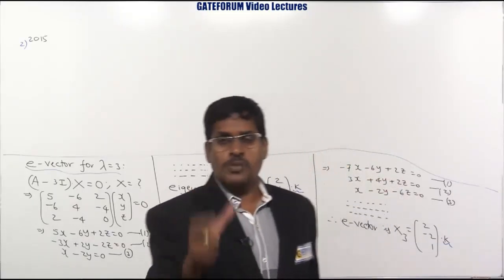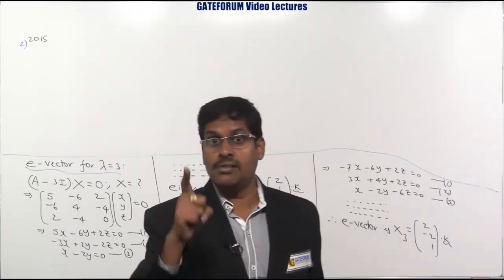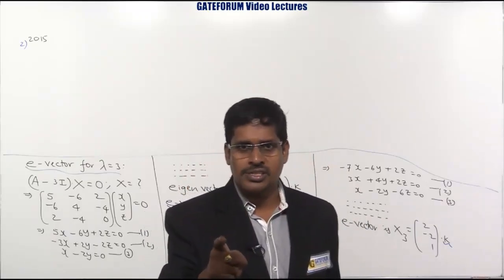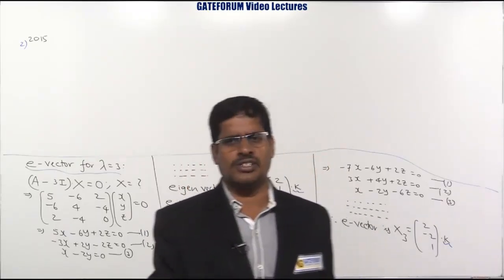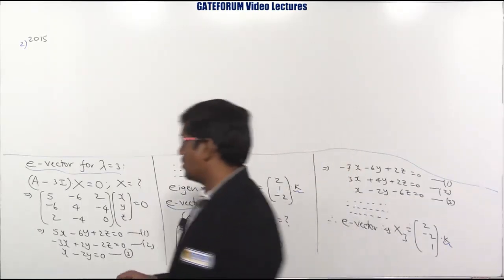Next, the cross multiplication method is applicable for a 3 by 3 matrix only and any 2 distinct equations. Solving any two distinct equations, that is either 1 comma 2 or 2 comma 3 or 3 comma 1, will give the same answer. Okay.